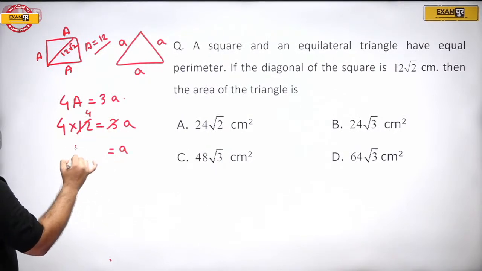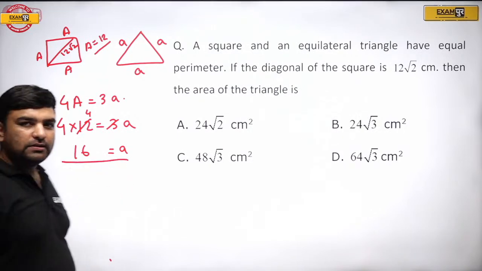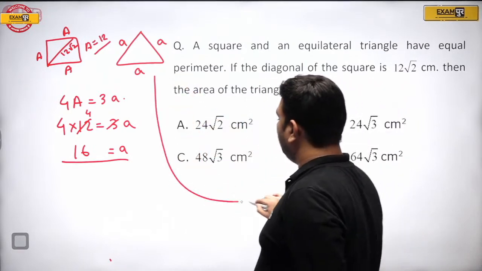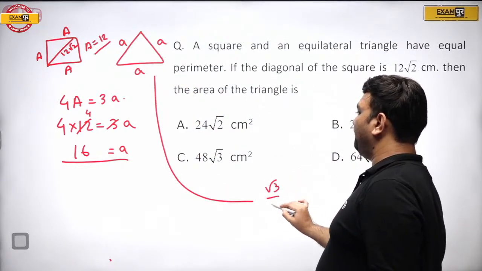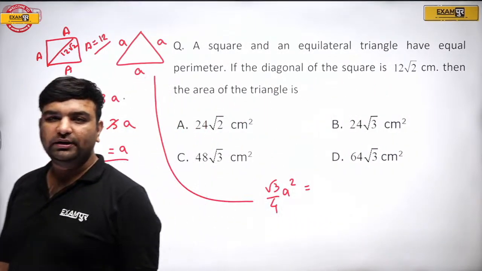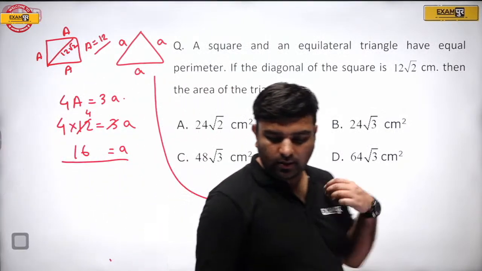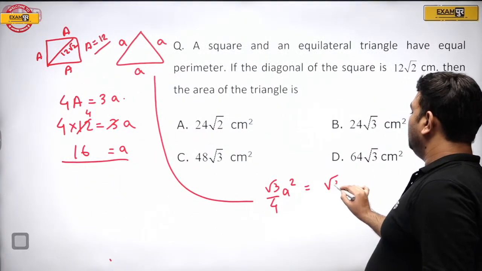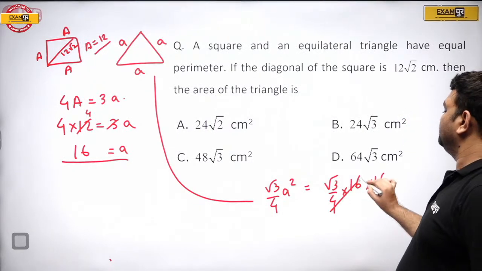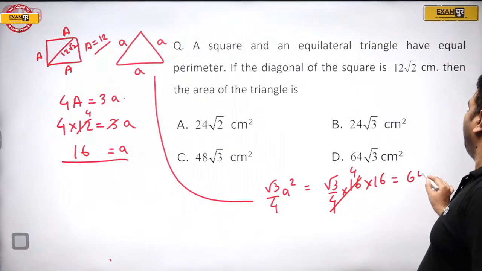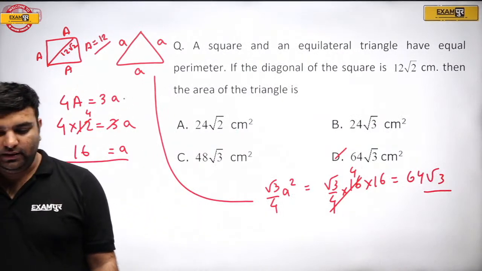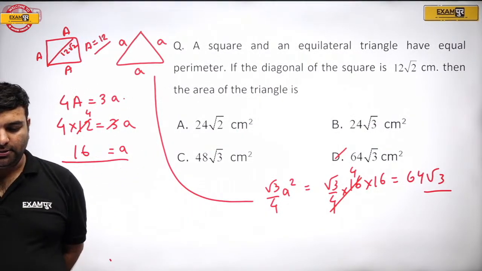Side of the triangle comes out to be 16. What is the area of the triangle? Area of the triangle is root 3 by 4 side square. So root 3 by 4, side ka square, 16 into 16, 64 root 3. Perfect. Well done, Shrivani and Harika.